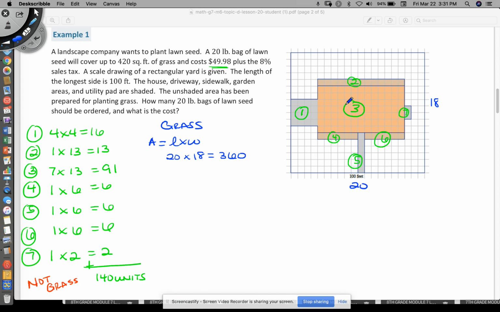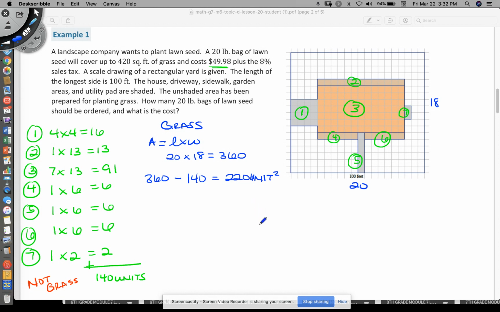But I'm not going to put grass inside the house and on the driveway and on this little sidewalk. So I'm going to take that 360 and I'm going to subtract what we found is not going to have grass on it, which is 140, leaving me with 220 inches, or no, excuse me, units. We can just say units at this point. Units squared.